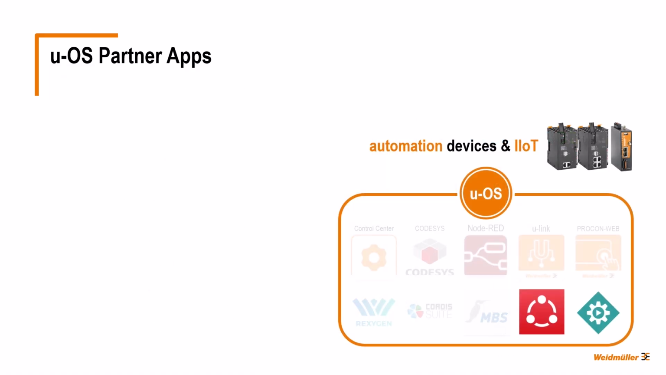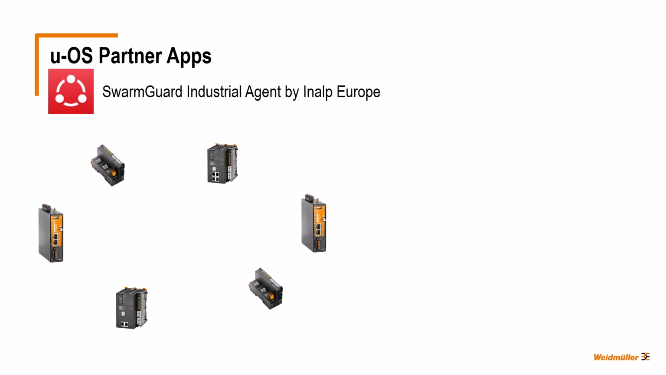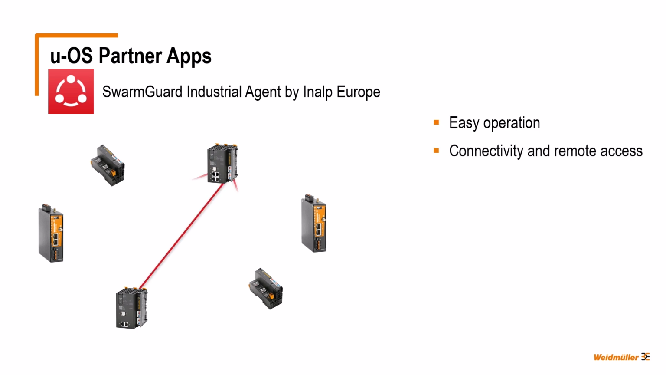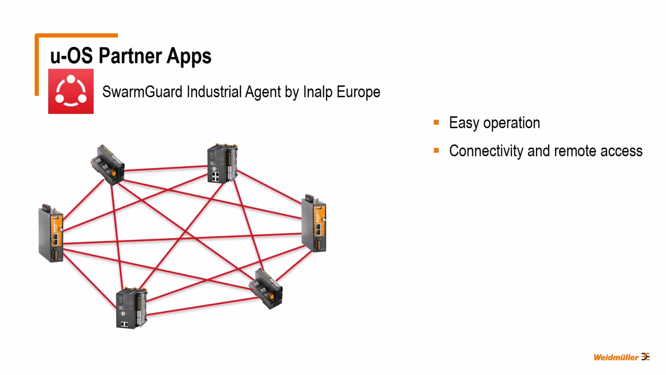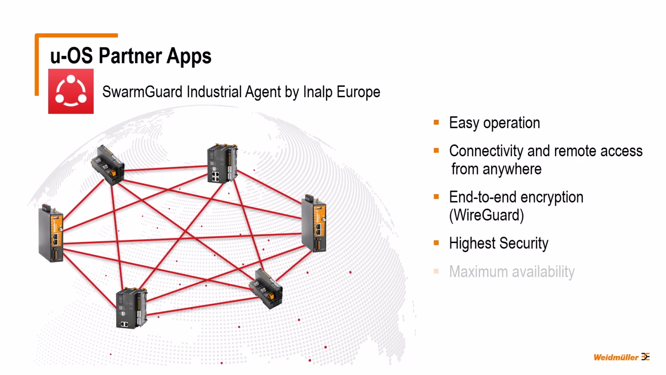Another very interesting app is SwarmGuard Industrial Agent. This is a user-friendly and easy-to-use way to connect UOS devices and to enable remote access all over the world. For secure communication, an end-to-end encryption via WireGuard is used. SwarmGuard's particular strengths are its high level of security, maximum availability, and easy network scalability, with SwarmGuard automatically taking care of all complex tasks such as setting up the overlay network, assigning access rights, and much more when integrating new devices.